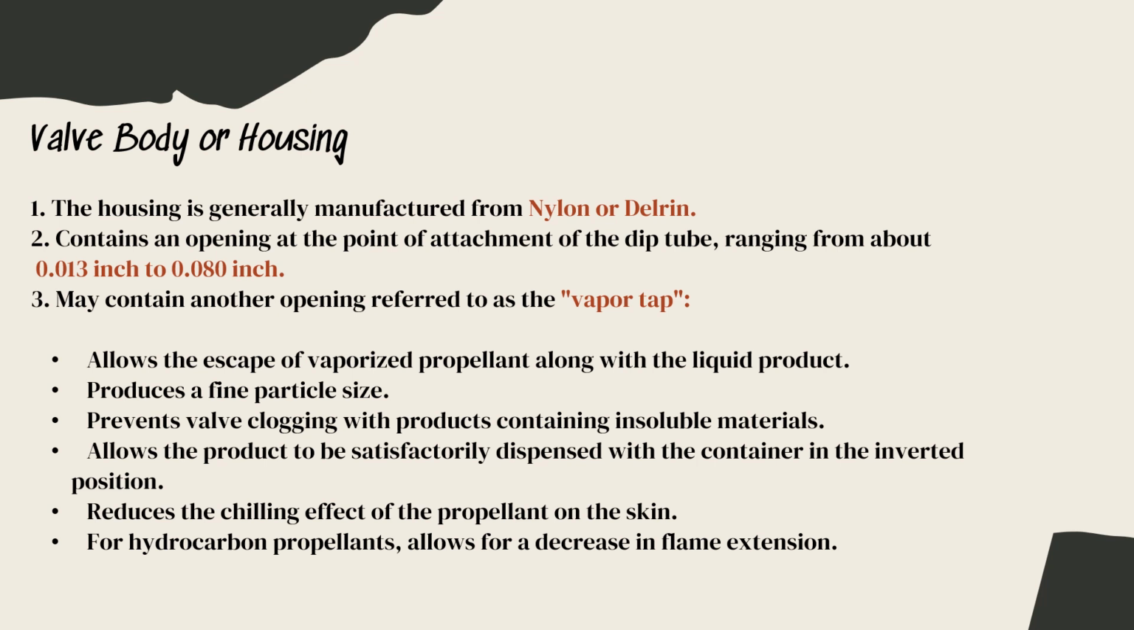इसमें fine particles produce होते हैं. Prevent करता है ये valve clogging with products containing insoluble materials. ये allow करता है आपके products को जो कि satisfactorily dispense हो जाए with container in the inverted position. Reduces the chilling effect of the propellant on the skin. For hydrocarbons, propellant allows for the decrease in the flame extension.